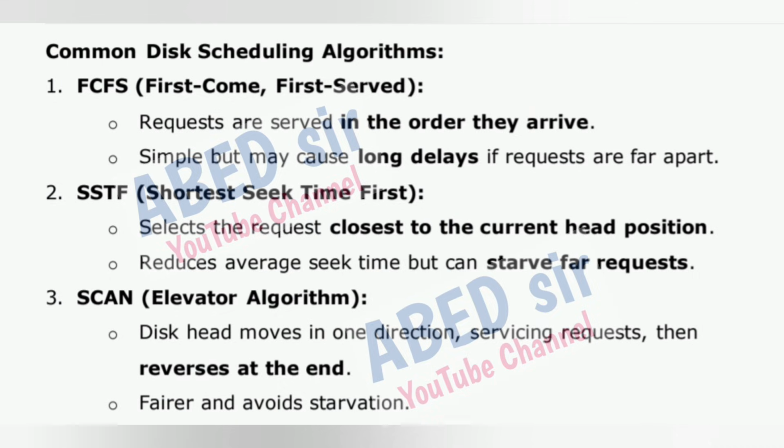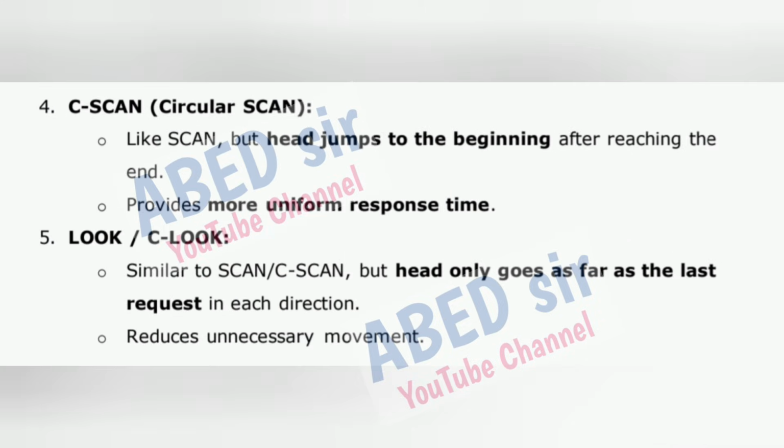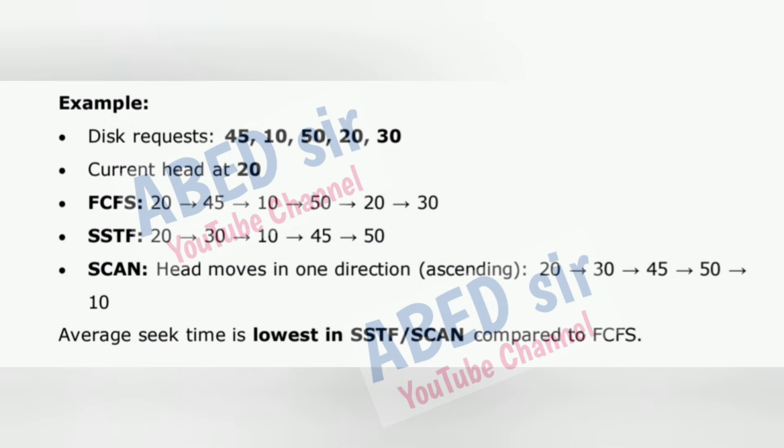3. SCAN, elevator algorithm. Disk head moves in one direction, servicing requests, then reverses at the end. Fairer and avoids starvation. 4. C-SCAN, circular scan. Like SCAN, but head jumps to the beginning after reaching the end. Provides more uniform response time. 5. LOOK. Similar to SCAN, but head only goes as far as the last request in each direction. Reduces unnecessary movement.